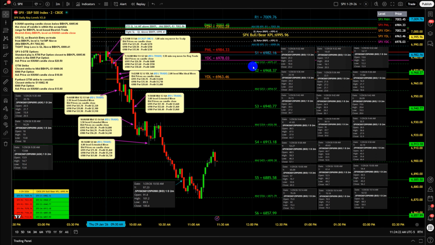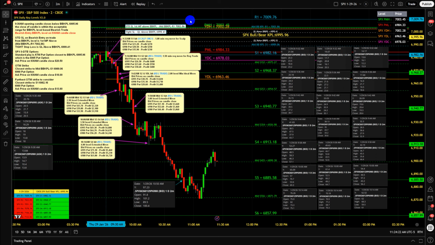Same thing with S2 for a bearish trade off of S2. Midpoint above S2 is your standard stop loss. QL above S2 is your tight stop loss. And it works in reverse for bullish trades. Your standard stop loss in a bullish trade is going to be the first midpoint below, whereas the tight stop loss is the QL below the level you're taking the bullish trade from.